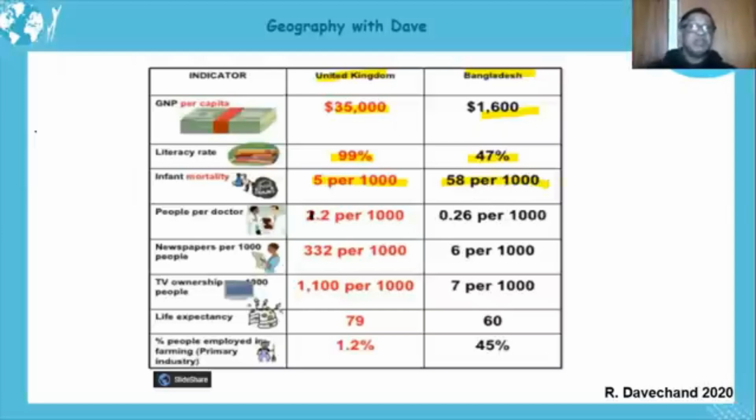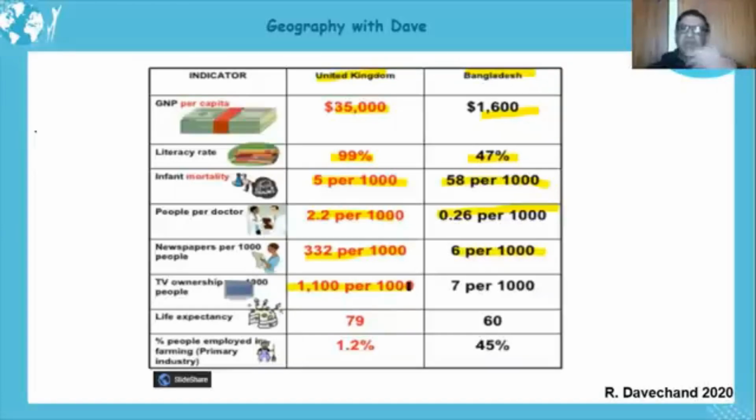Doctors, look at this, 2.2 per 1,000, and 0.26 per 1,000 for Bangladesh. Newspaper rate, 332 per 1,000, 6 per 1,000 for Bangladesh. Can you see the difference? TV ownership, 1,100 per 1,000.